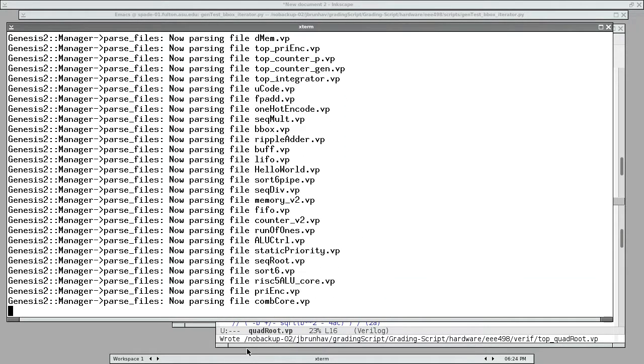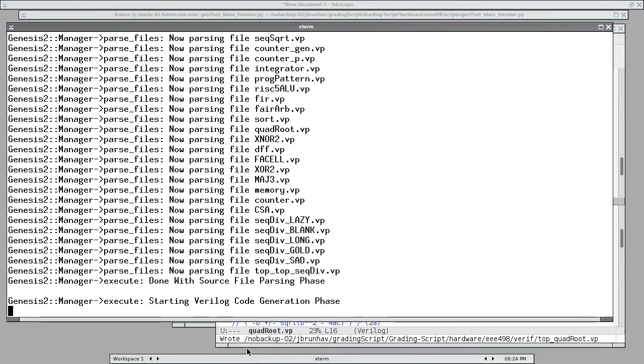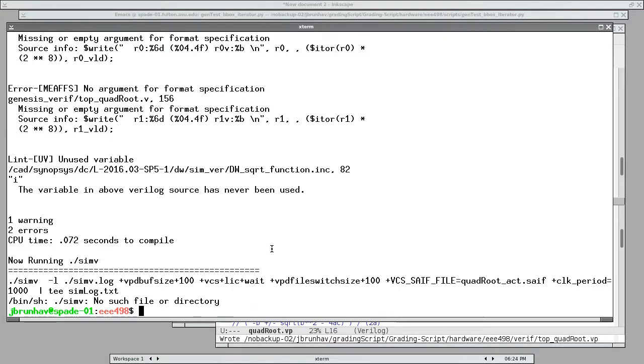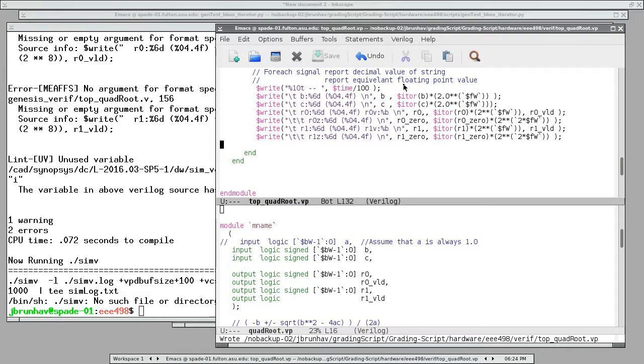I think I lost my window, in case people had questions. No argument for format specification. 1, 2, 3. 1, 2, 3. All right, so what's going on?